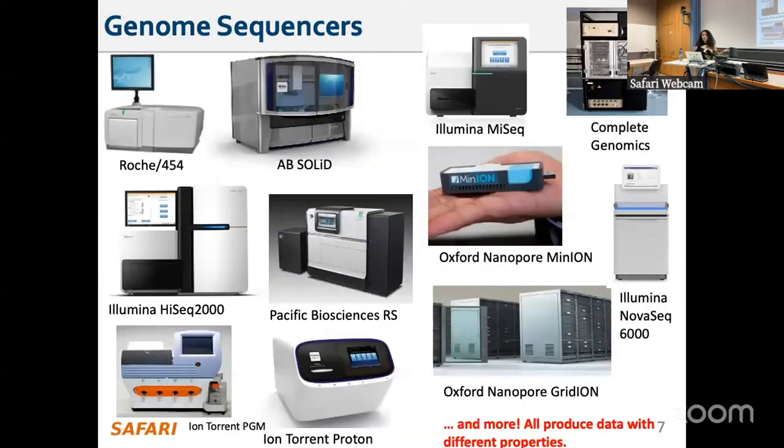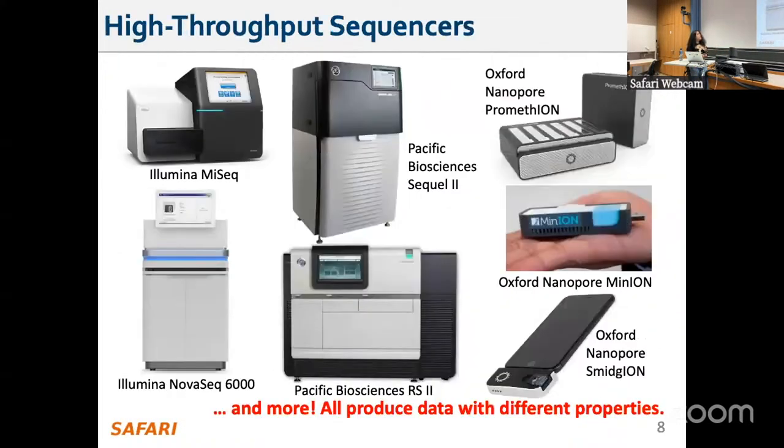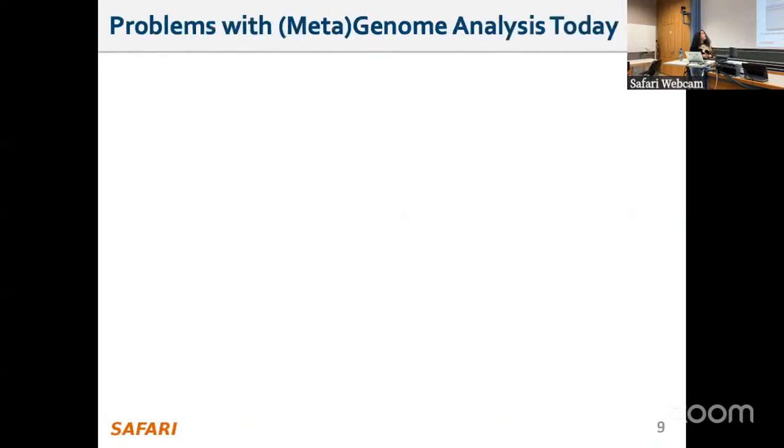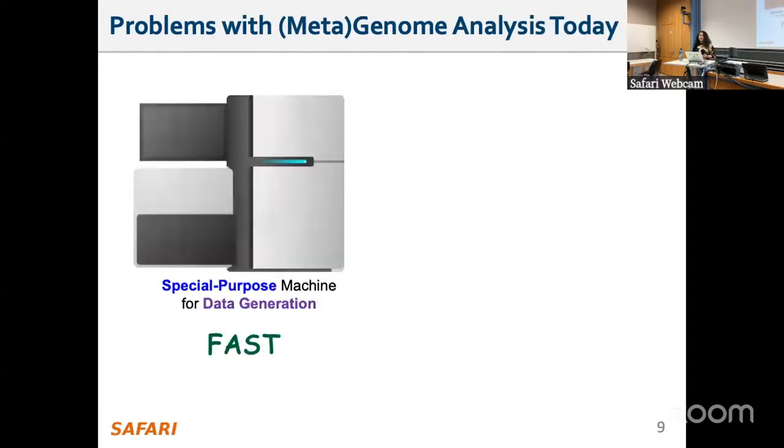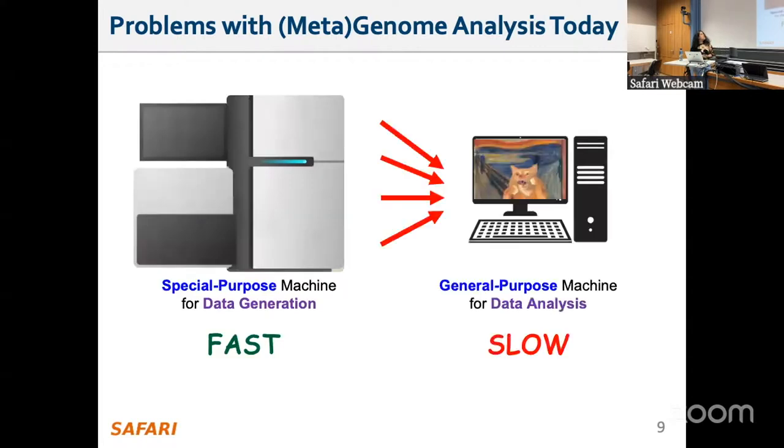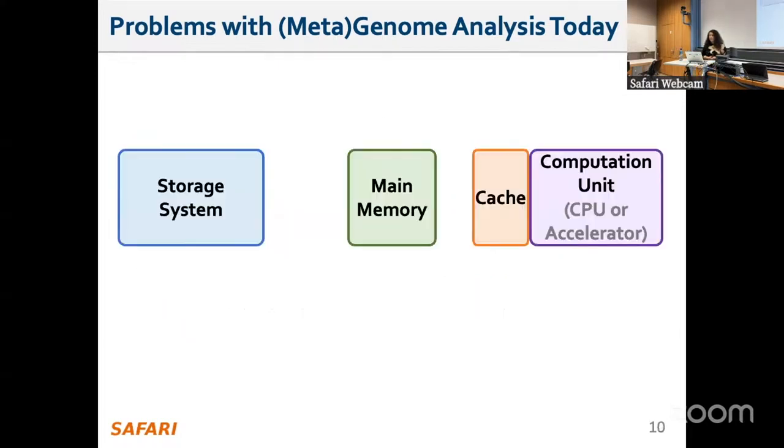And these are the devices with which we are generating these sequences, and their throughput is improving over time. They generate this DNA data with really large throughput. But the problem we have overall in genomic and metagenomic analysis today is that the rate at which we can generate this data is much faster than the rate at which we can analyze it in conventional systems. So it is very important to rethink what type of systems we want to design to efficiently analyze this data.